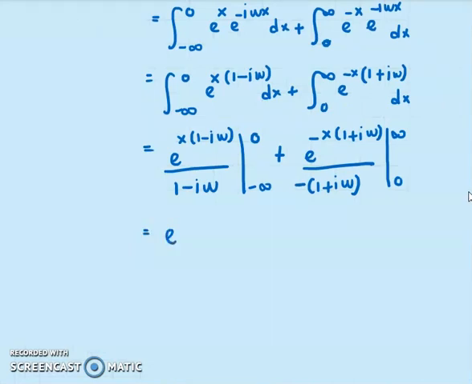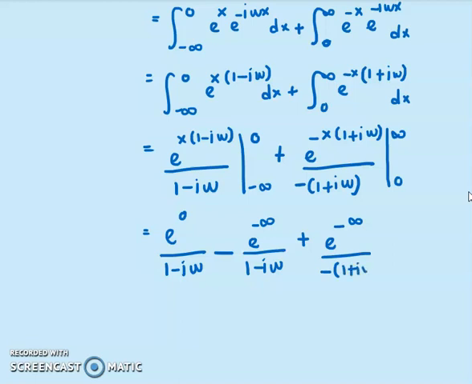So we have e when x is 0, e 0 over 1 minus I omega, minus when x is negative infinity. I'm just going to put it here like this so that you know what I'm talking about. Plus, now when this is infinity, minus e0 over negative 1 plus I omega. Okay, e to the power 0 is 1. Now this one tends to 0, this one tends to 0. Negative will leave me positive.